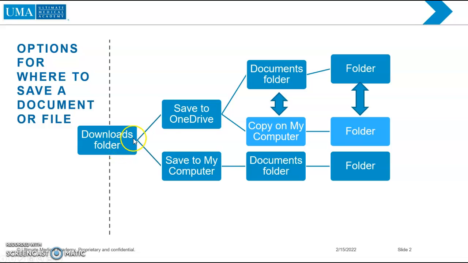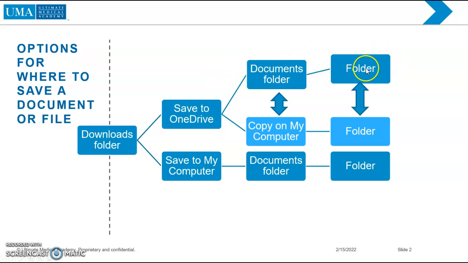Another alternative is to save it to your OneDrive. If you open the File Explorer and go to OneDrive, and then probably go to your Documents folder, then save it to a folder inside the Documents folder. You can create one if you need one, or you may have a folder that is appropriate to use.